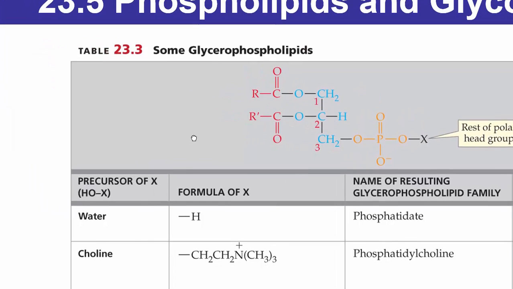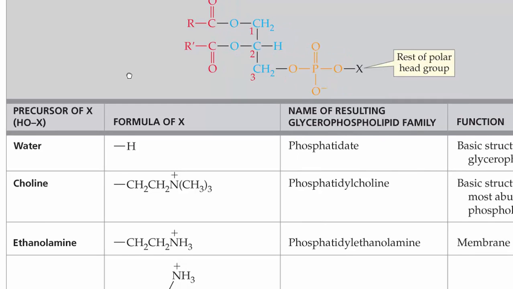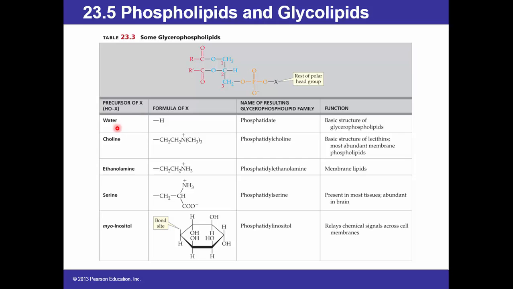Now depending on the nature of X, we have the type of glycerophospholipid. Let's see. Precursor of X, if it is H, then we have phosphatidate, the basic structure of glycerophospholipids. The formula of X is H, and this can come from water. Water, H2O, can be written like this, OH, then we have H here. So if X is H, then it is called phosphatidate, and this is the parent compound or the basic structure of glycerophospholipids. This is called phosphatidic acid or phosphatidate, naming of the resulting glycerophospholipid family.